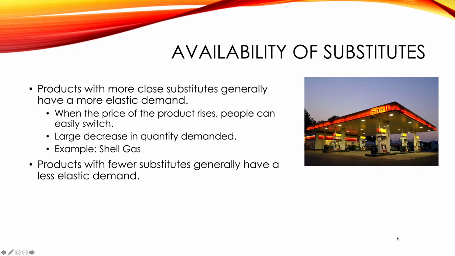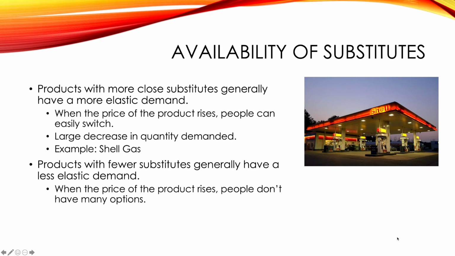On the other hand, imagine a product with fewer substitutes, like there's not very many things people could buy in its place. These types of goods generally have a less elastic demand because when the price of a product like this rises, people don't have very many options. They can't just switch to another substitute instead. So you're going to see a smaller decrease in the quantity demanded for that thing.